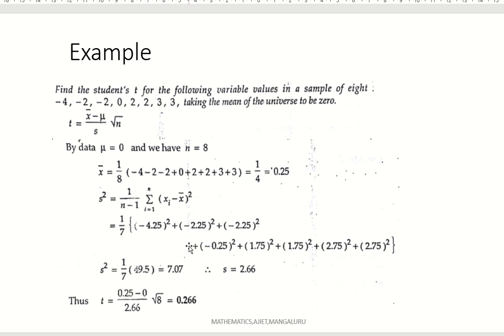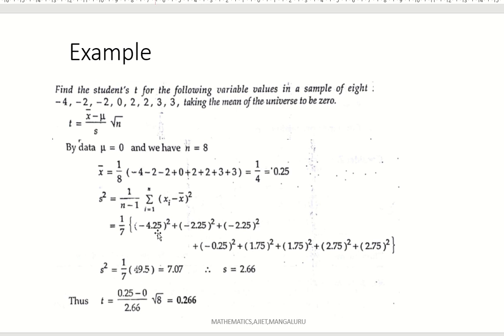So for each and every term you have to find the summation, the sum of the terms. You will get 49.5, divided by 7, that is 7.07. So s square is 7.07. So what is s? That is the square root of 7.07, that is 2.66.